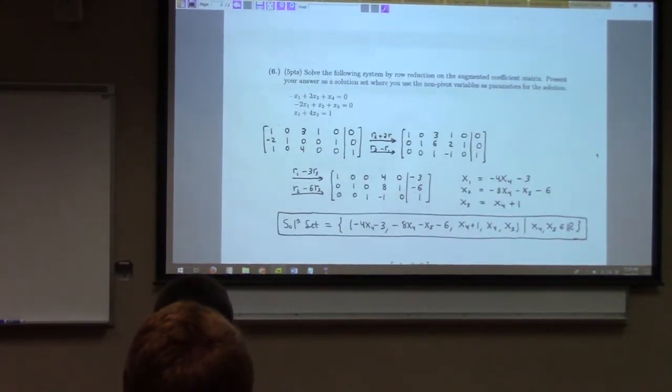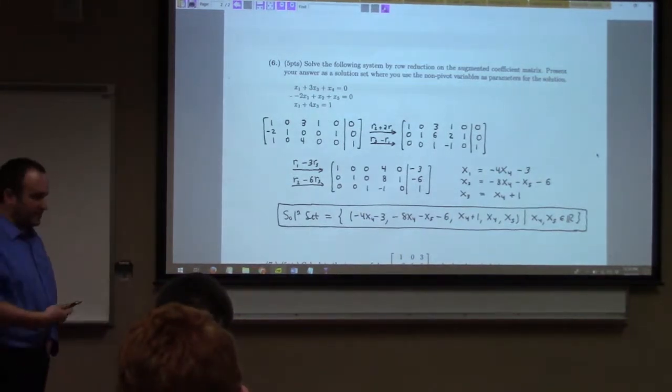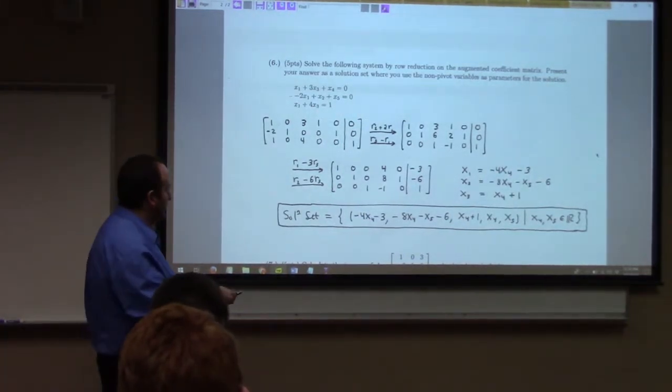Problem 6 should be fairly cut and dried. Row reduction, row reduction, row reduction, row reduction. I got that.